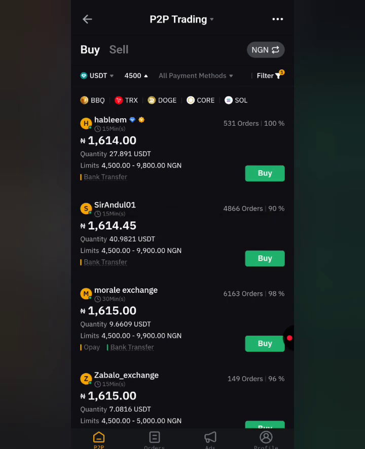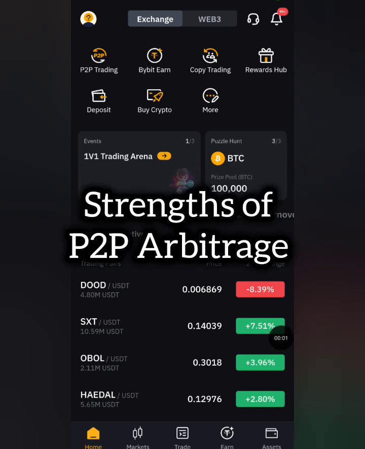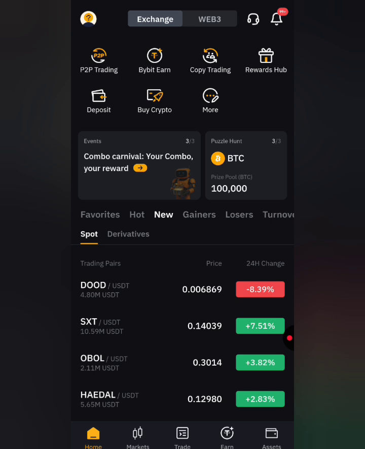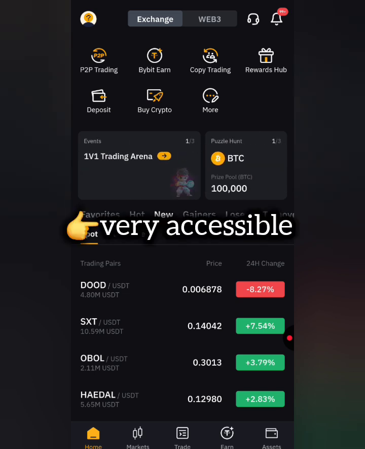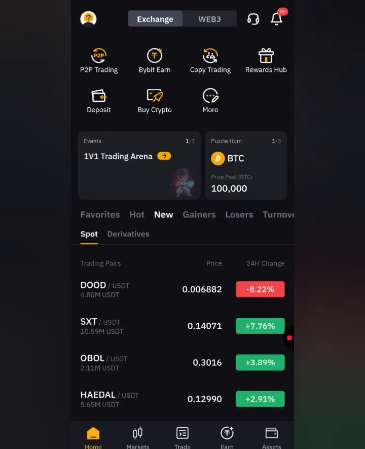Okay, so it's still profitable if you have enough capital to do it, and it depends on how consistent you are. So that's another P2P arbitrage strategy. Now let's talk about the strengths. Number one strength is that it is a very accessible arbitrage strategy, and it is beginner friendly. As a beginner, you don't need to know much about trading, reading charts and the rest for you to be able to perform a P2P arbitrage.